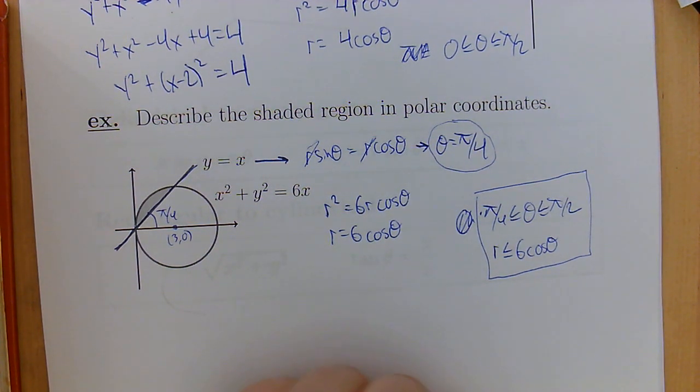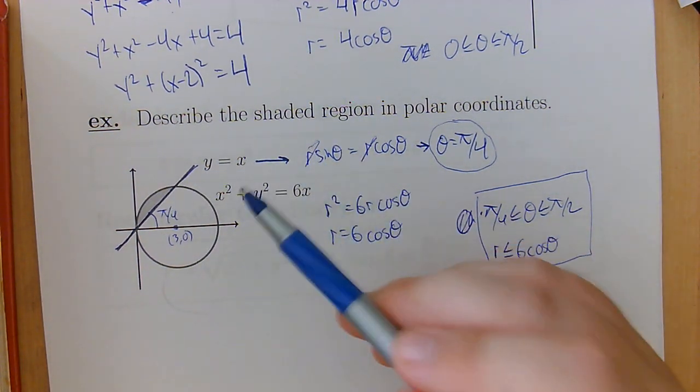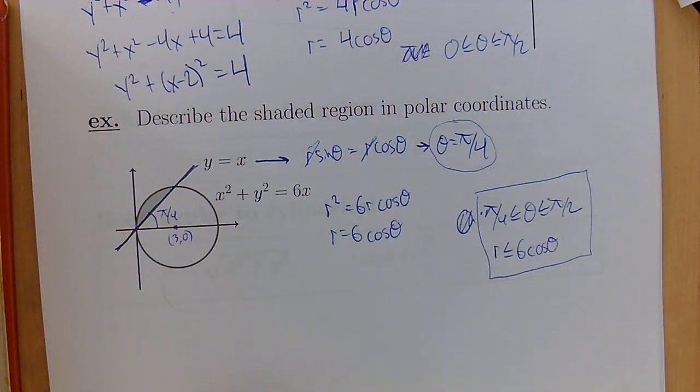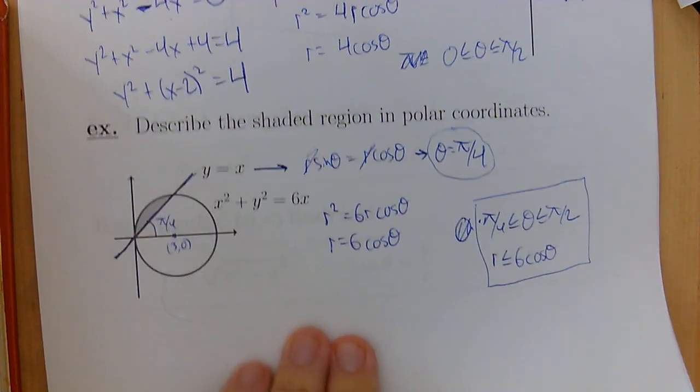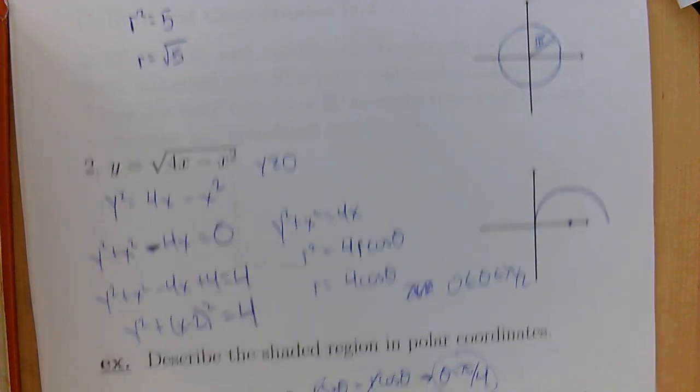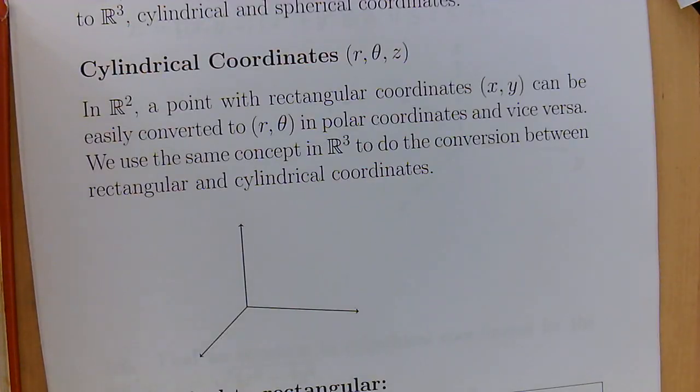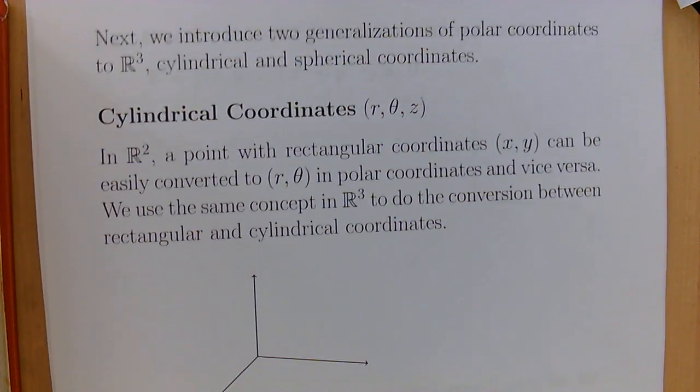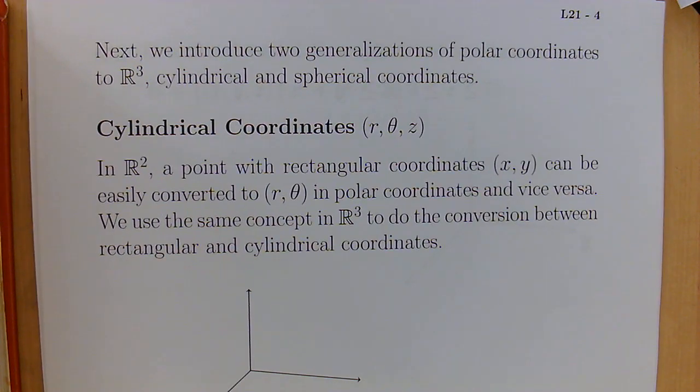And this is an important skill right here. Make sure you understand this problem, because we're going to be doing a lot of converting regions from one type of coordinate to another. It's going to be a very common process that we're going to be doing when we do these integrals in the future lessons. All right, so that was all essentially a review of polar coordinates.